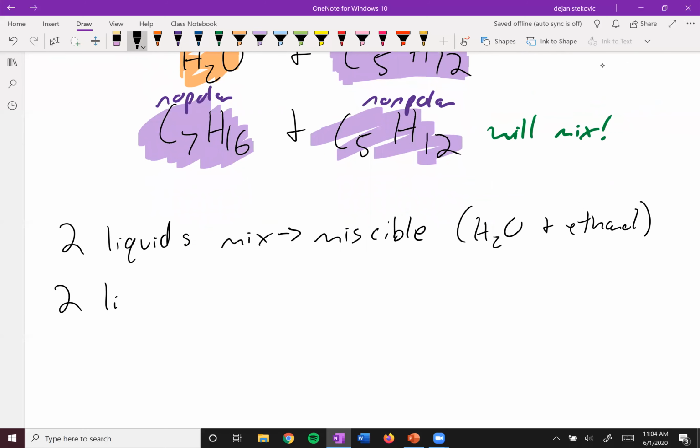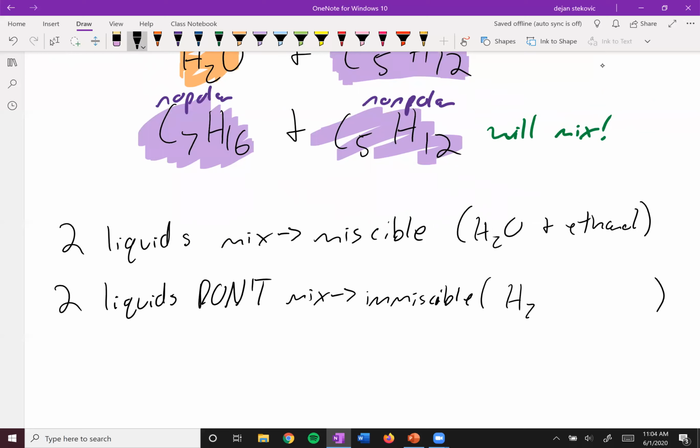If two liquids don't mix, then what we say is that they are immiscible. And so this would be an example like water and oil, right? If you try to mix these two, they will not mix, and so we say they are immiscible with one another.